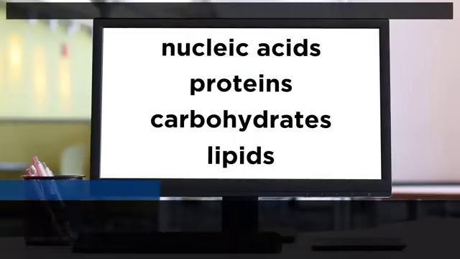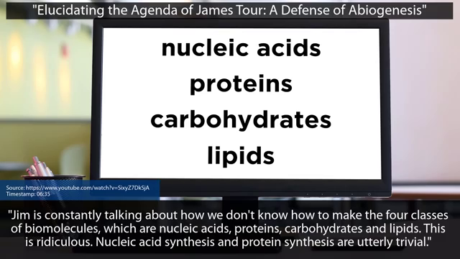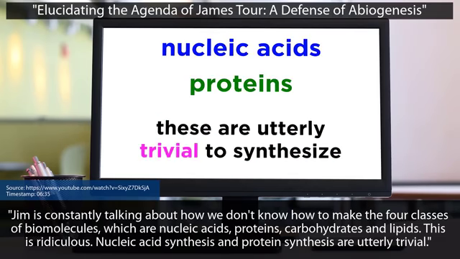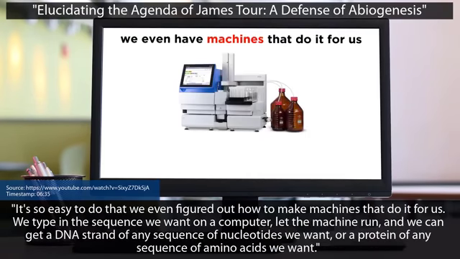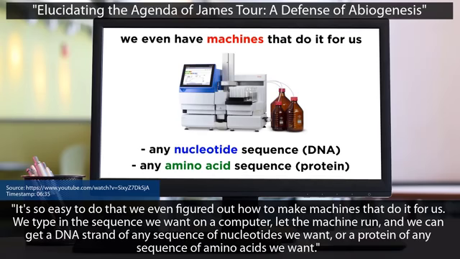All right, so some say Jim is constantly talking about how we don't know how to make the 4 classes of biomolecules, which are nucleic acids, proteins, carbohydrates, and lipids. This is ridiculous. Nucleic acid synthesis and protein synthesis are utterly trivial. It's so easy to do that we even figured out how to make machines that do it for us. We type in the sequence we want on a computer, let the machine run, and we can get a DNA strand of any sequence of nucleotides we want, or a protein of any sequence of amino acids we want.